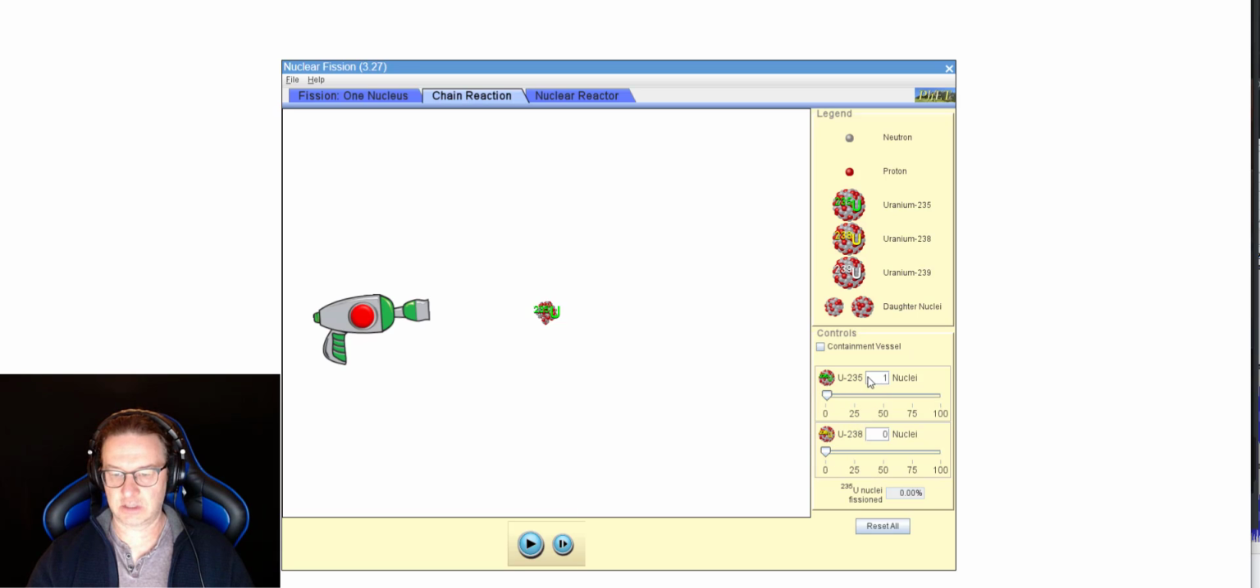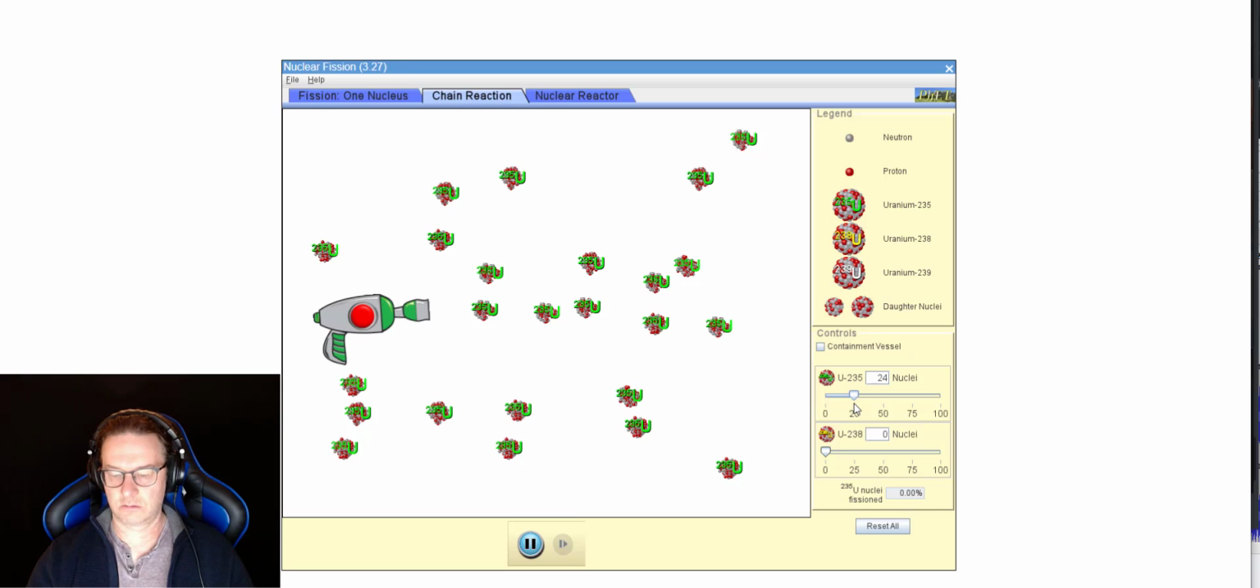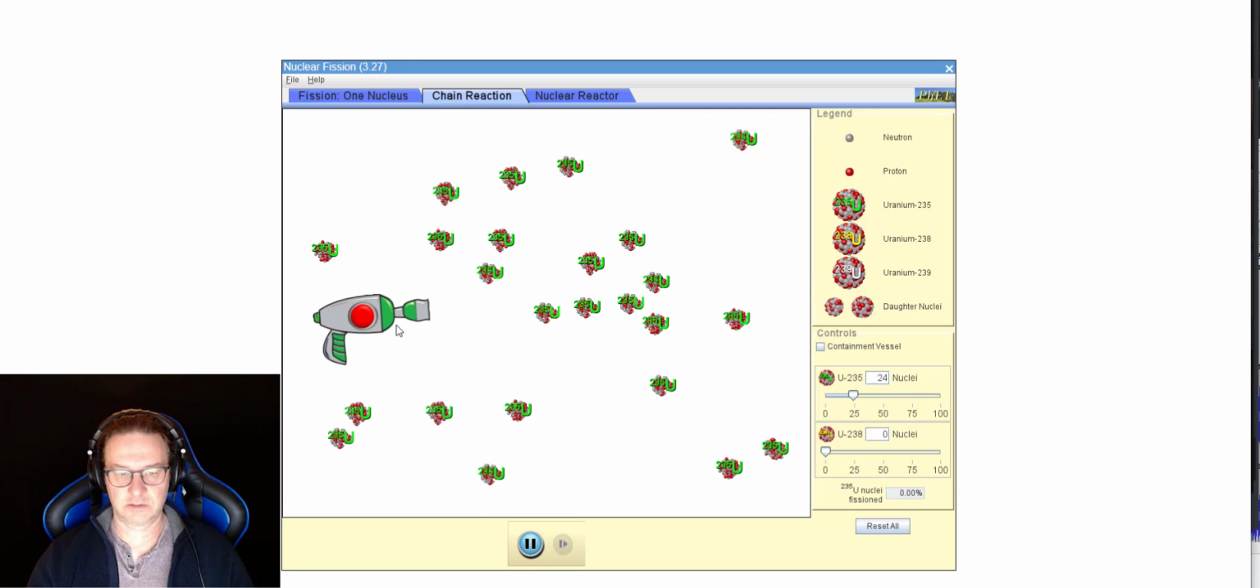Okay, so let's see what happens if we make this 0 and make this 1. Okay, now we have one uranium-238, which doesn't look like it's going to let us. We're not going to be able to hit that one. So we're going to reset. Now let's add more uranium atoms. We're up to 24. When we fire, we get that reaction. Reset. Do it again.